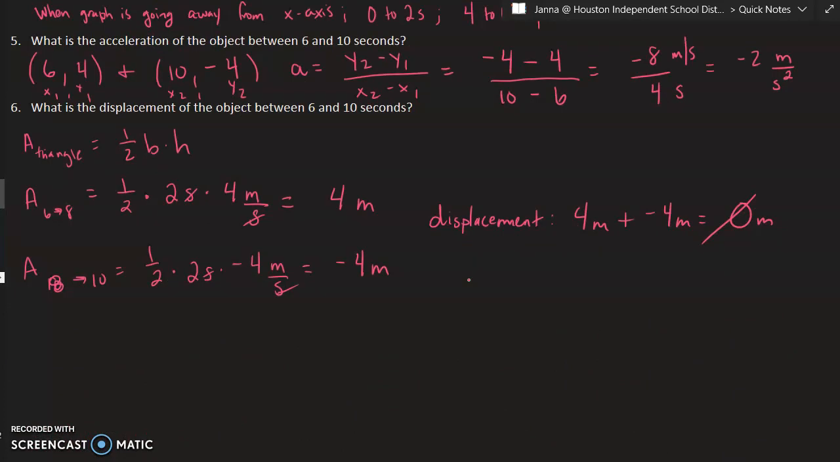The distance, however, I leave this one for you. Distance, you don't care about positives and negatives. So the object has some distance. So what is the distance from 6 to 10 seconds?